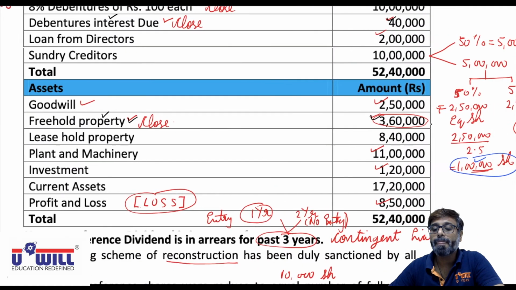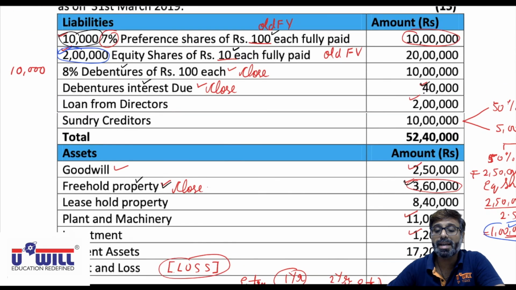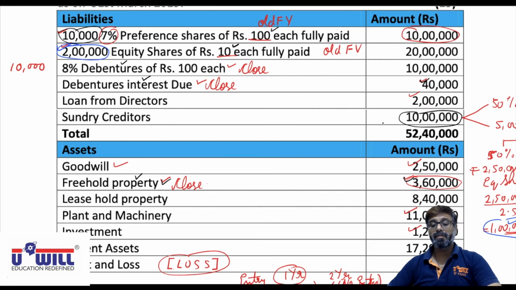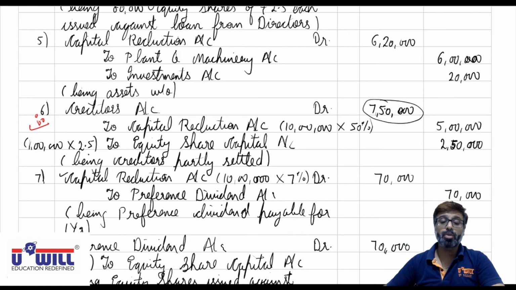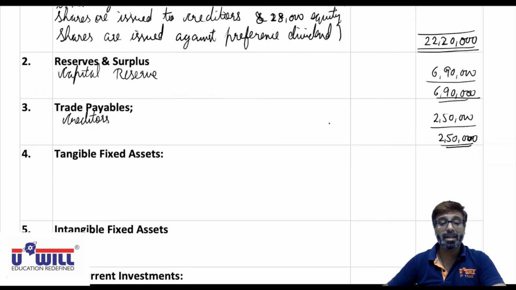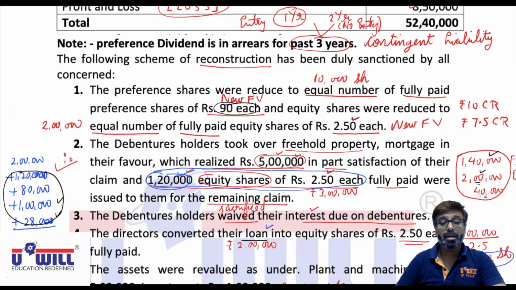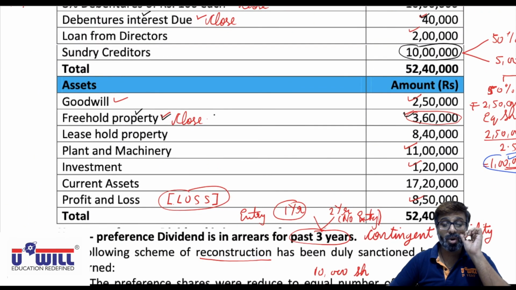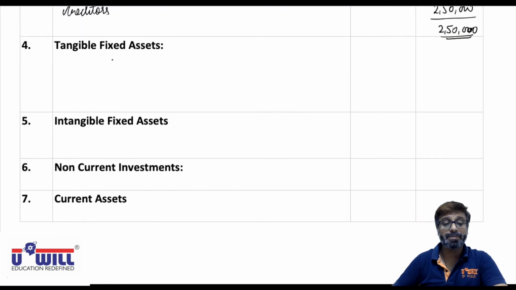Creditors of 2,50,000 will continue to appear in the balance sheet. Against 10 lakh of creditors, we have closed and debited them with only 7,50,000. So the remaining 2,50,000 will continue to appear in the balance sheet. Then tangible fixed assets: freehold property 3,60,000 will not come, it is given to debenture holders. Leasehold property 8,40,000.